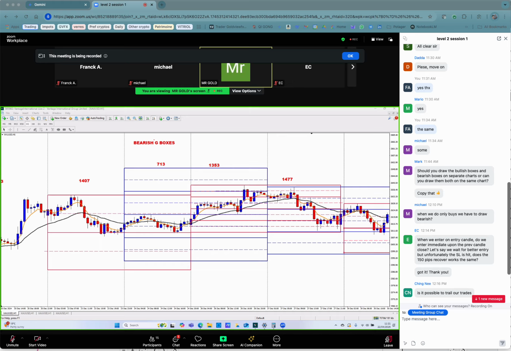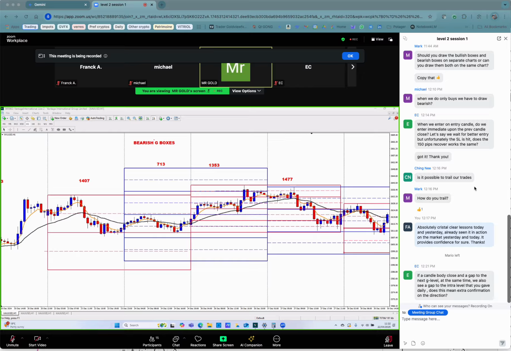If a candle body close and a gap to the next G level at the same time, we also see a gap to the intraday level that you give daily. Does this mean extra confirmation in the direction? Obviously, if you're getting more than one signal in the same direction, then it's extra confirmation. That's with anything in what I've taught you: if you get more than one signal in the same direction, obviously it's going to be stronger, okay?